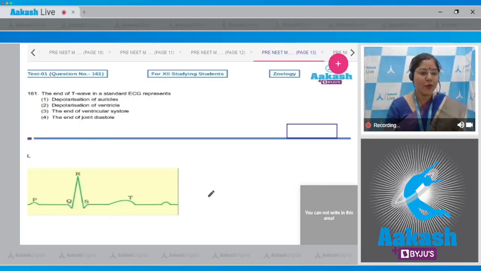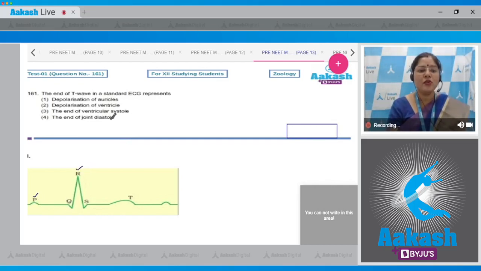Question number 161. The end of T wave in a standard ECG represents. First option, depolarization of auricles. This is represented by P wave. Second option, depolarization of ventricles. This is represented by QRS complex.